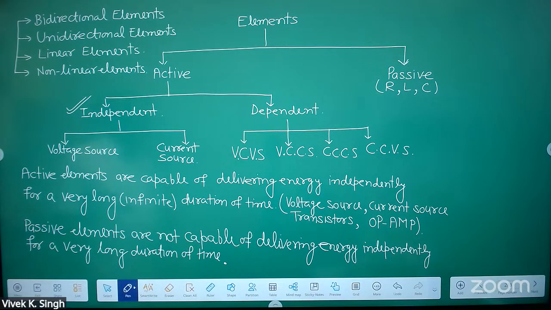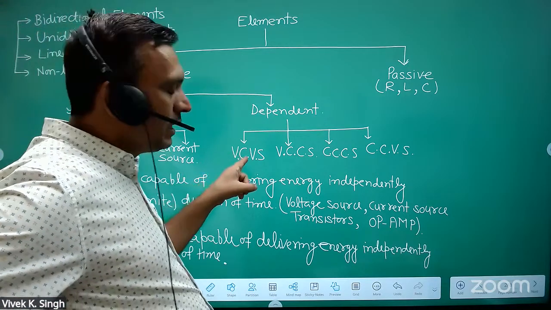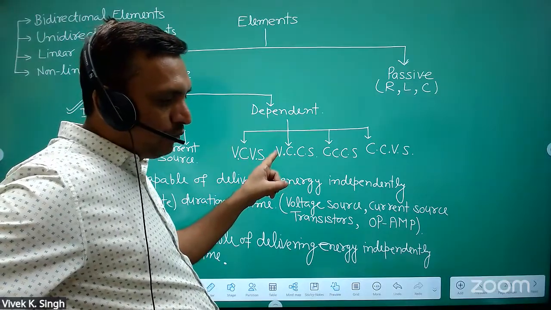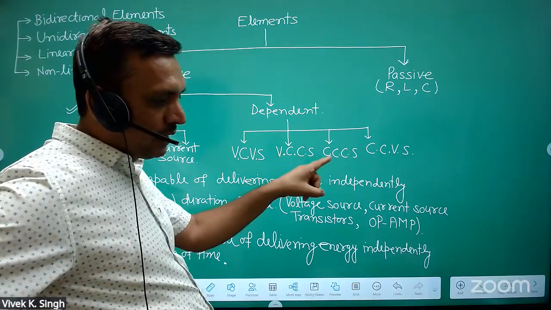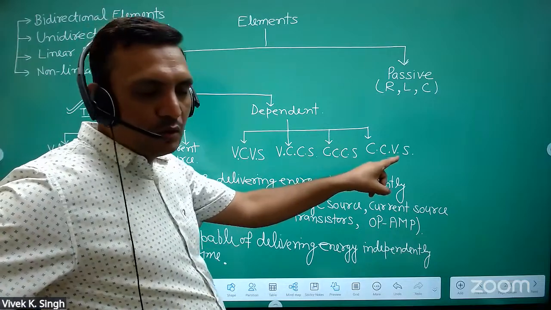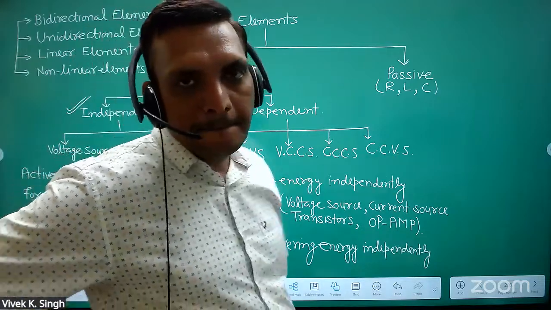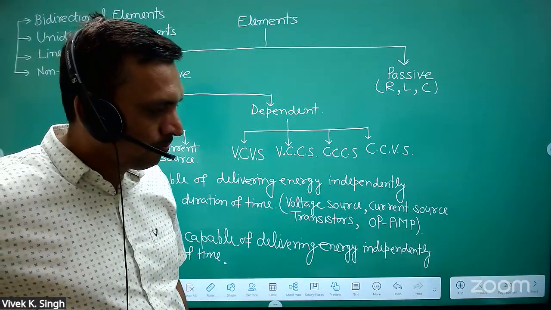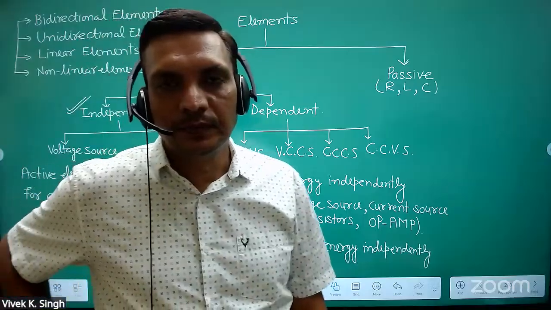Sir, what does VCVS mean? I told you, voltage controlled voltage source. C is for current. So voltage controlled current source, current controlled current source, current controlled voltage source. Clear? Okay, sir. Thank you.